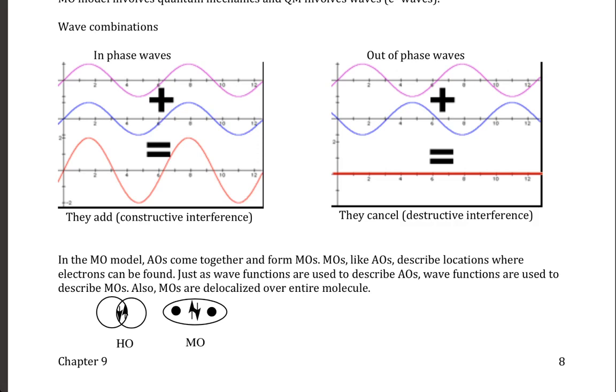For waves that are in phase, we have that pink wave, which is cresting at about 2 and about 8, and then we have the wave below it shown in blue cresting at about the same spots. Well, if those 2 waves were to overlap, they would make for a super wave. They would add, and we would have what we call constructive interference. If we have the waves out of phase, so the pink is cresting where the blue is troughing, when we add them together, they cancel each other out. We get destructive interference.